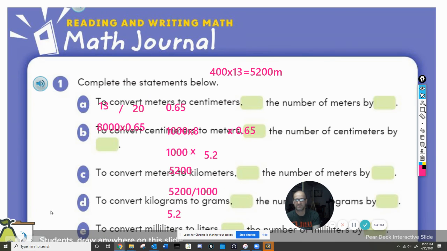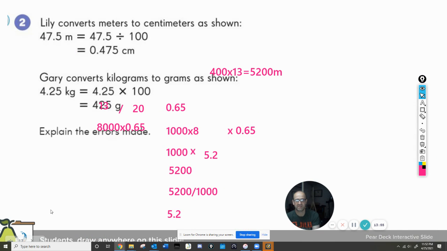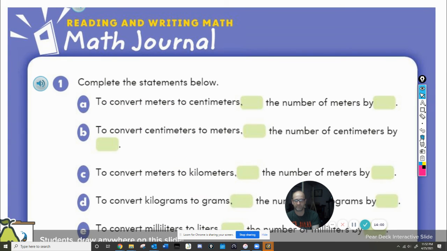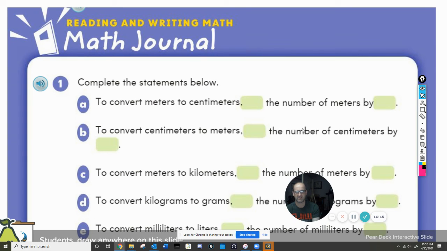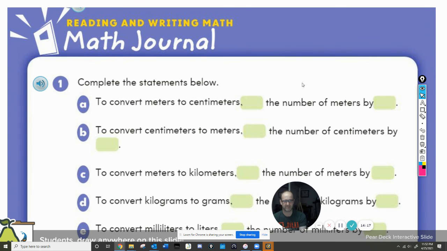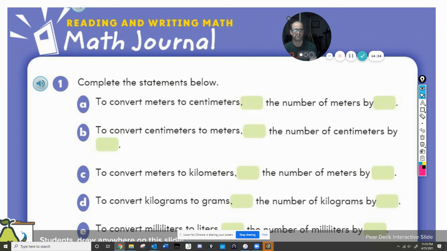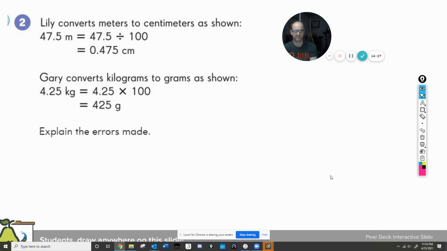All right. Practice, practice, practice. Okay, you can do all of this. Convert meters to centimeters, multiply by 100. Centimeters to meters, divide by 100. Meters to kilometers, divide by 1,000. Kilograms to grams, multiply by 1,000. Milliliters to liters, divide by 1,000. So they're just asking you to figure all this stuff out, learn all this stuff.